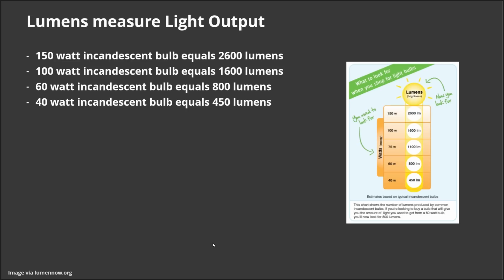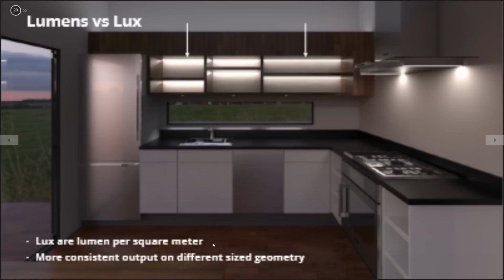So here you can see a quick chart from lumennow.org that gives you a breakdown of what you can expect from a traditional incandescent light bulb. Again, the watts in an incandescent light bulb determine the power or electrical rating, whereas all we care about in KeyShot is lumens. So look for those lumen measurements on your lights.